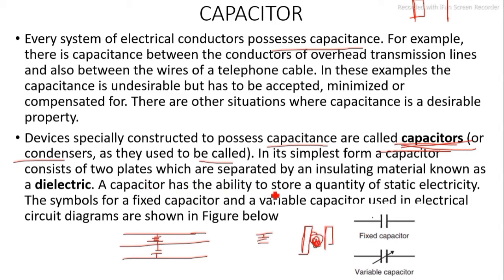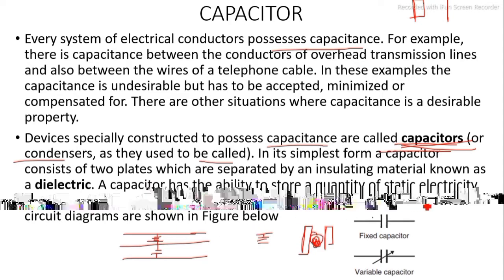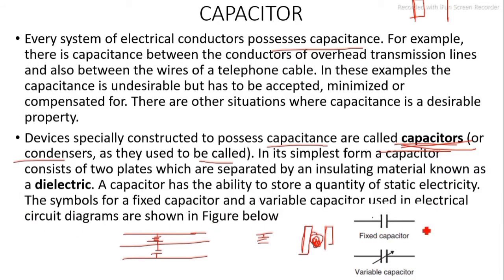A capacitor has the ability to store a quantity of static electricity, so they store electricity as we said earlier. The symbols for a fixed capacitor and a variable capacitor used in electrical diagrams are as shown below. So this is your fixed capacitor. When you have a capacitor in this format, it's fixed, and when you have it like this, it's a variable capacitor. Just like if you have your resistor, this is a fixed resistor. For your variable resistor, this is a variable resistor. So this is your fixed capacitor and this is your variable capacitor.